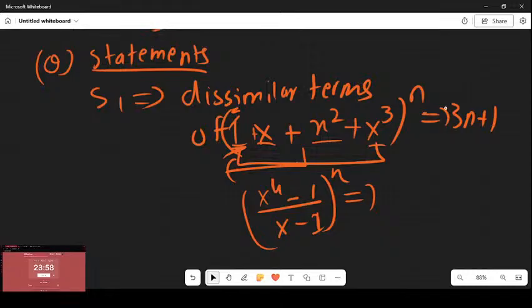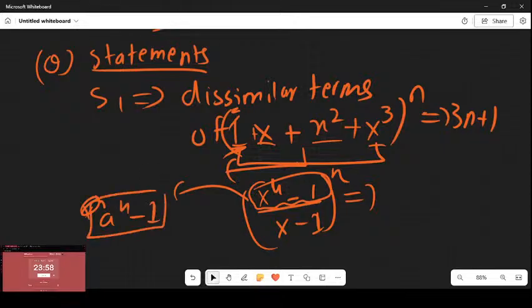I need to break this down further. Is it possible? Acha, x to the power 4 minus 1, can it be factorized? Look, I will check. x to the power 4 minus 1 factorized.